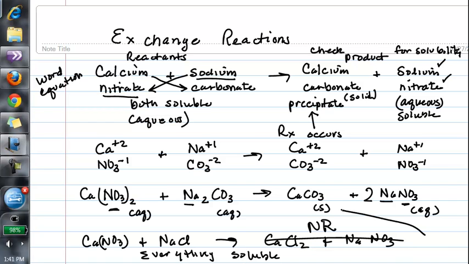To get a reaction, we're looking for a solid, but also if you form a gas, if you form water, or weak acids or bases, this allows exchange reactions to occur. But this is an example of how you write a word equation and then a balanced chemical equation.